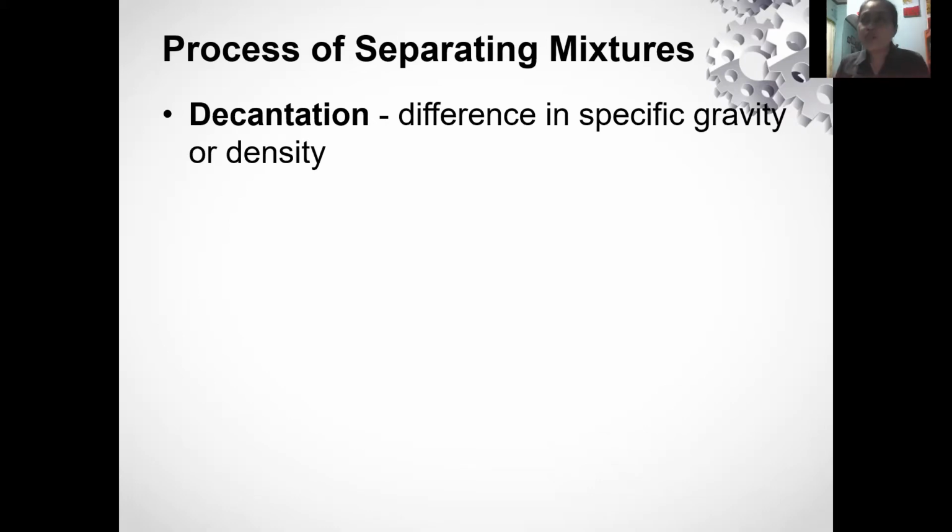Hihiwalay mo ngayon yung liquid part mo. Kaya yung example ko last time, we have yung nagsasaing ka ng bigas, di ba, hinuhugasan natin yung rice, and then nagsisettle sa bottom yung rice, meaning that's heavier, and then you can now separate the liquid. Tatapon mo yung liquid. That's decantation.